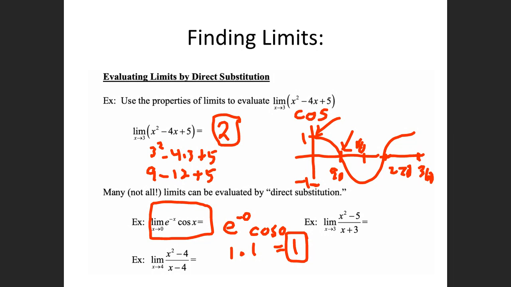Pretty awesome problem. Now, this problem down here, you plug in a 4 here, we get x squared minus 4 over 4 minus 4. Well, that's 0. You can't divide by 0, so most kids would say does not exist. I disagree with that answer. Okay? And the next video is going to tell us why.